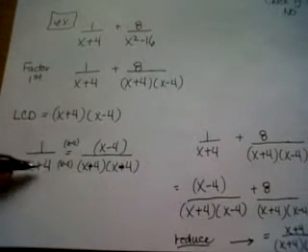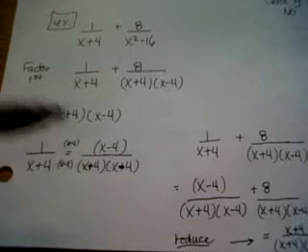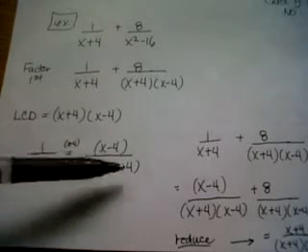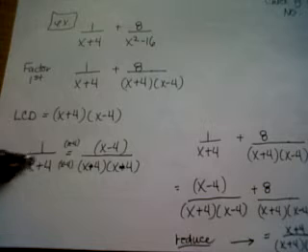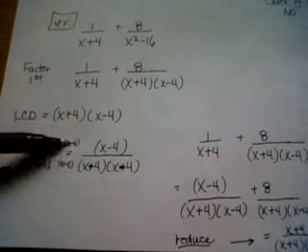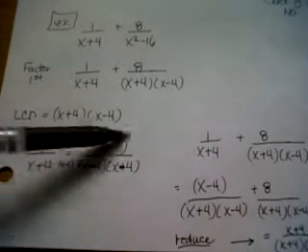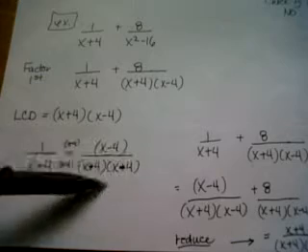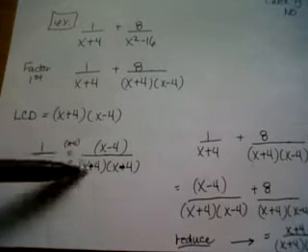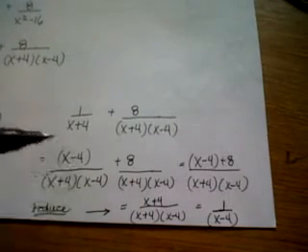So I'll change that fraction. I had 1 over x plus 4. I want my denominator to become the least common denominator, so I want that to become x plus 4 times x minus 4. So I had x plus 4 here. I need to multiply x minus 4 to the bottom, but then I need to multiply x minus 4 to the numerator as well. So I change that fraction, and I end up getting x minus 4 over x plus 4 times x minus 4. So I went ahead and I changed that fraction.